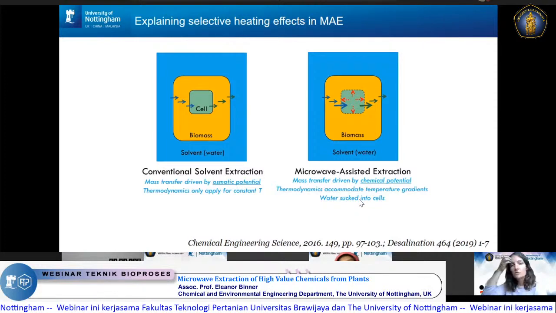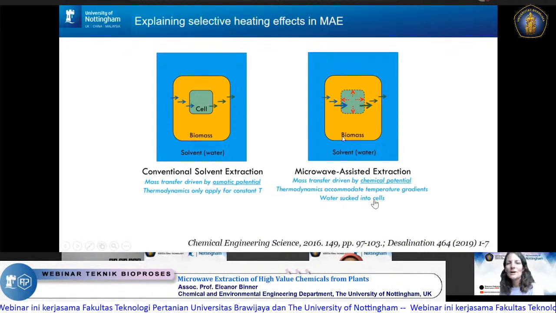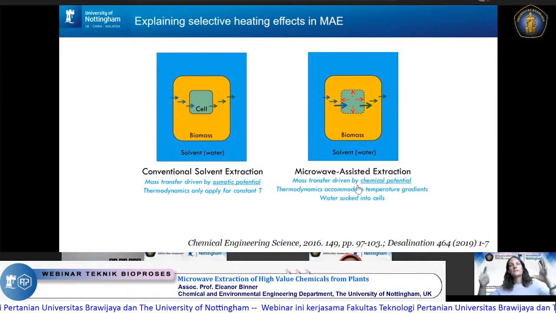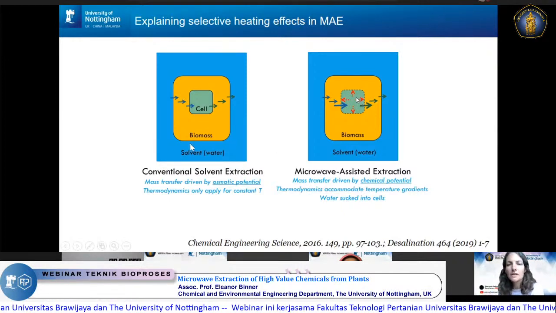So when we did these equations, what we found was counterintuitive, actually, we were surprised. What happens is the chemical potential inside the cell of water, if it's hotter, drops. And this is because if you think about it, when something heats up, it expands. So the chemical potential drops, so water actually gets sucked in faster. So the equilibrium process is kind of enhanced with selective heating. If this gets hotter than this, then the water is sucked in more quickly.